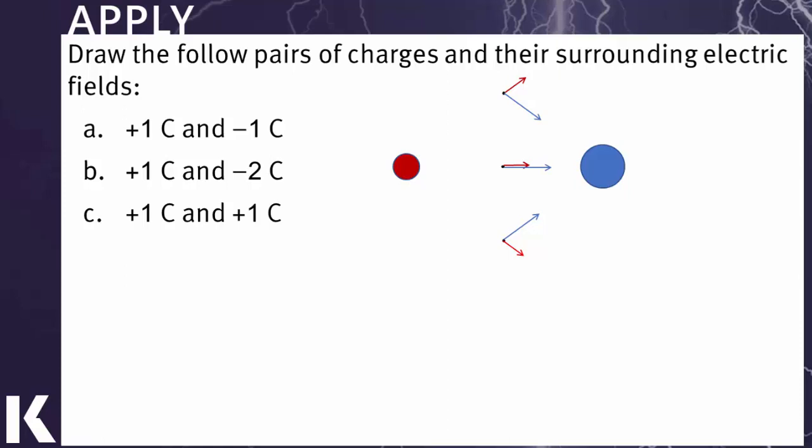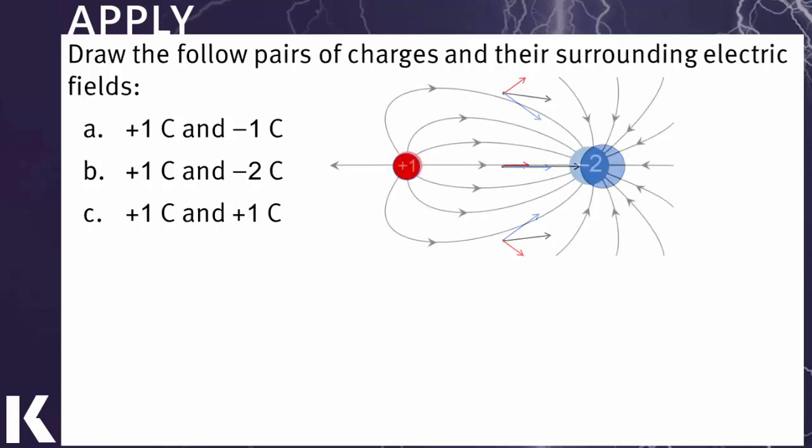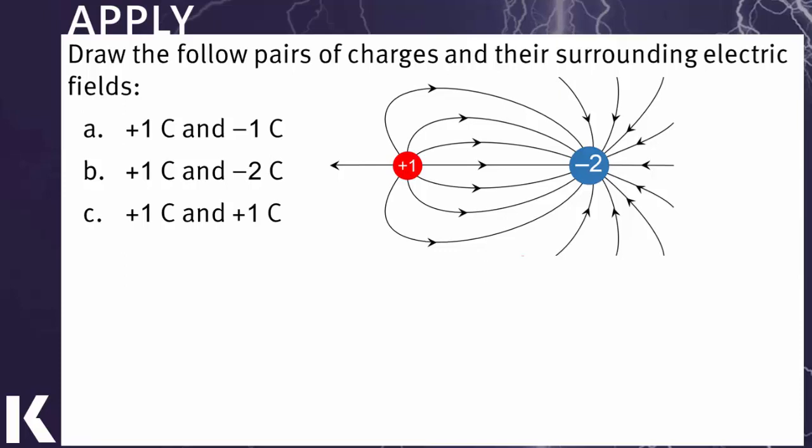And so when we go to look at the total field, it's going to be imbalanced with a larger field density towards that -2 charge because, as we've seen previously, and as we're reminded in this lesson, the density of field lines, the number of field lines, is directly proportional to the strength of the field at that point.